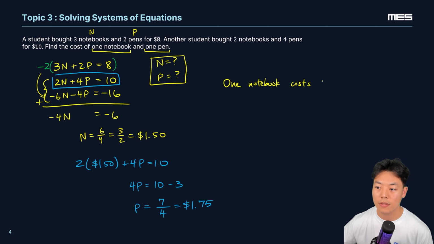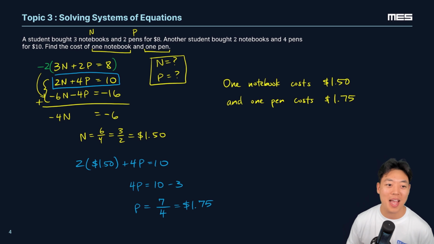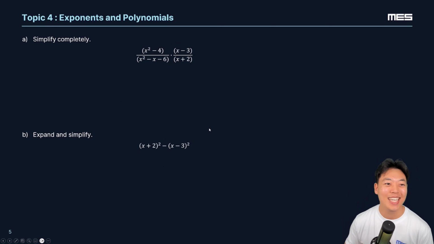So we have found that one notebook costs $1.50, and 1 pen costs $1.75. If you ask me, it's a little criminal that a pen costs more than a notebook, but sometimes that's just the way it goes.